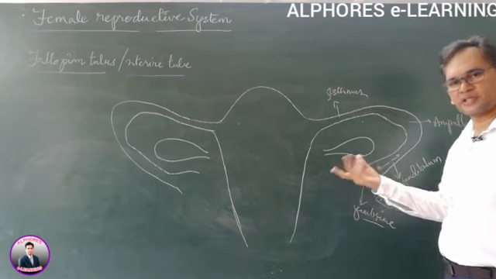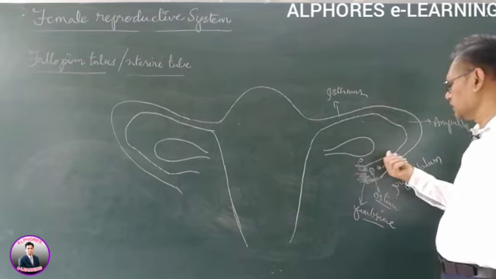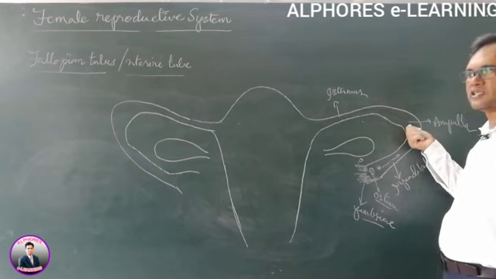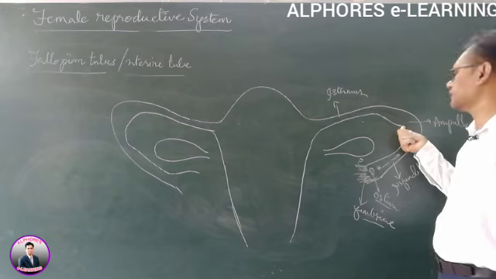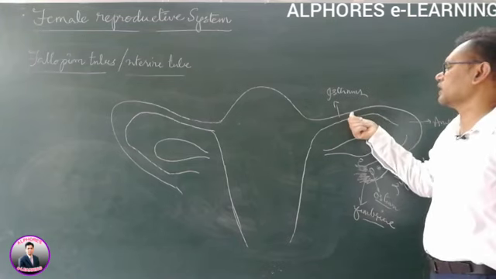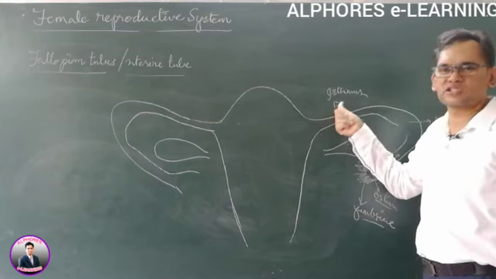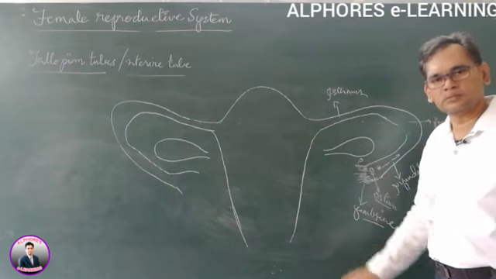Infundibulum with finger-like projection, useful for collection. Then peristaltic movement, ampulla is the place where fertilization takes place. After fertilization, the ova through peristaltic movement again moves through this isthmus onto the uterine wall.